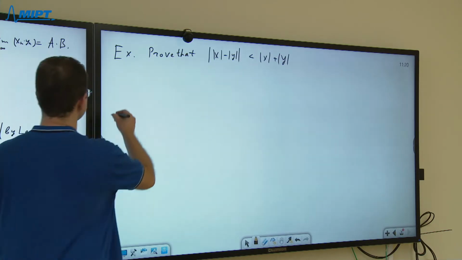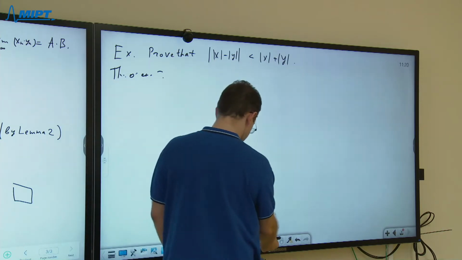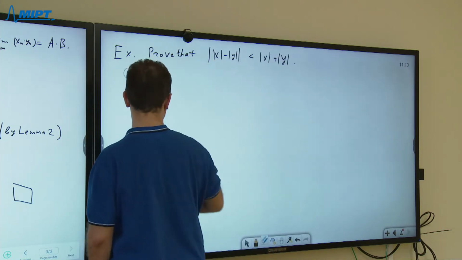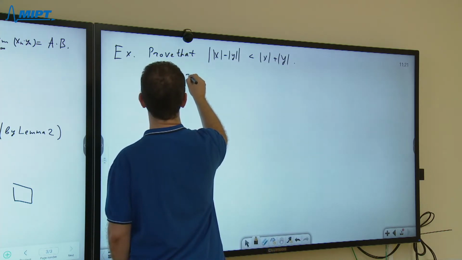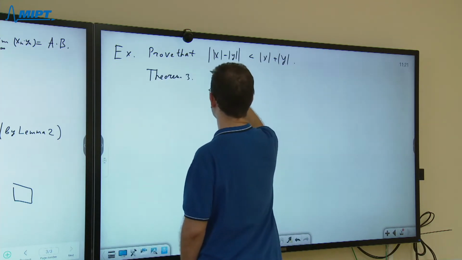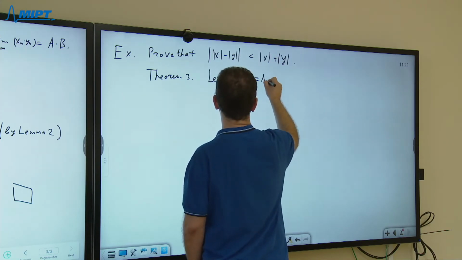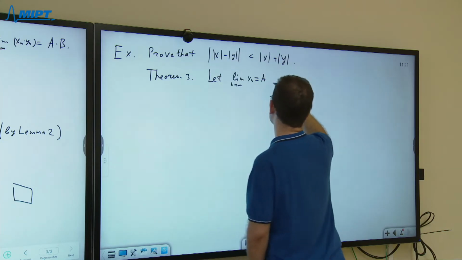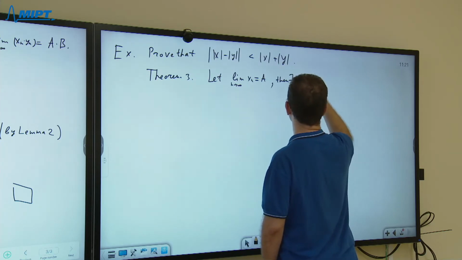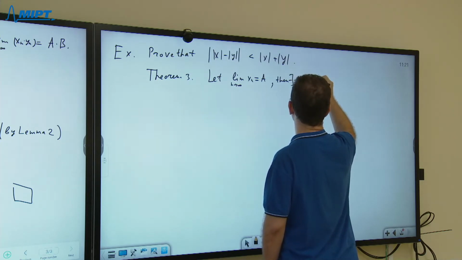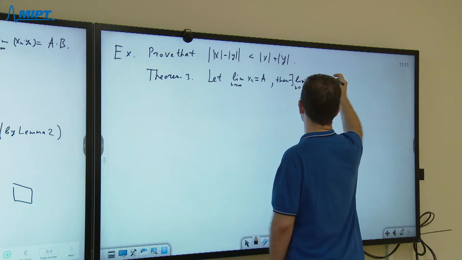Theorem 3. Let sequence xn have a limit a, then there exists a limit of the absolute value of xn, which is the absolute value of a.